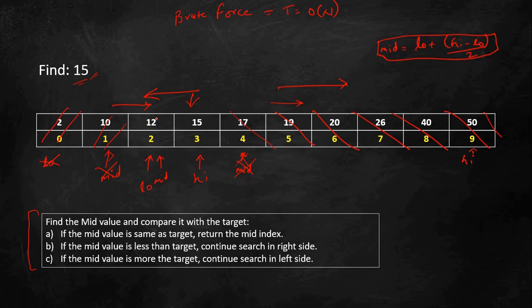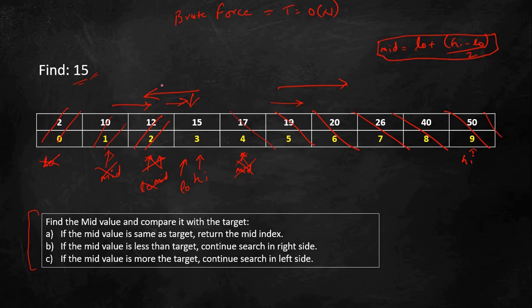So at this point I will again check whether my target number 15 is same as 12. It is not same, rather my mid is less than 15. So again I need to go to the right. So again I will do low is equal to mid plus 1. So my low now will become 3 and this will get cancelled off and I need to ignore this part. So now my low and high both are at the same index.